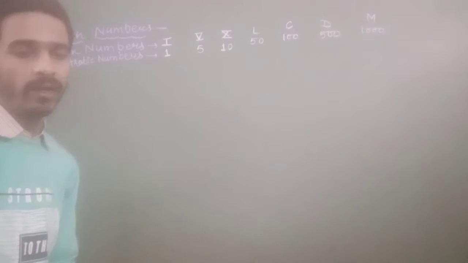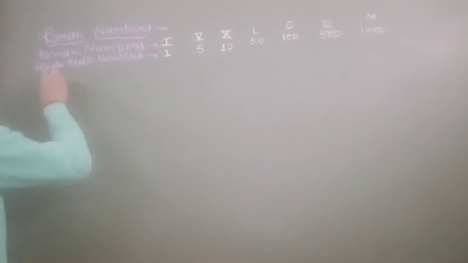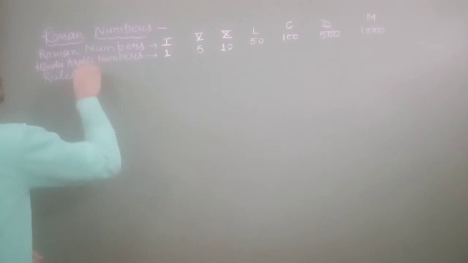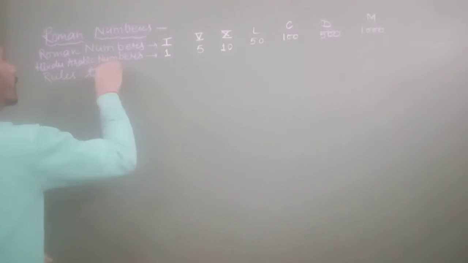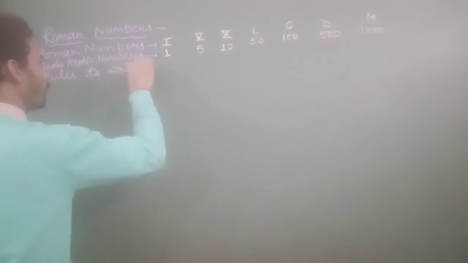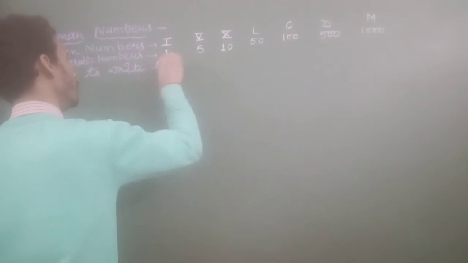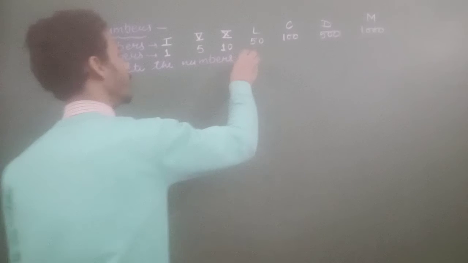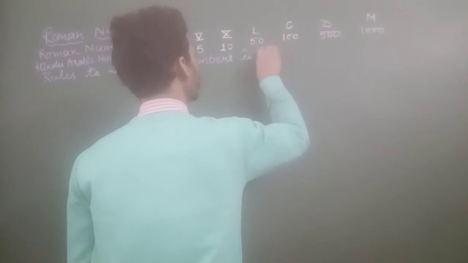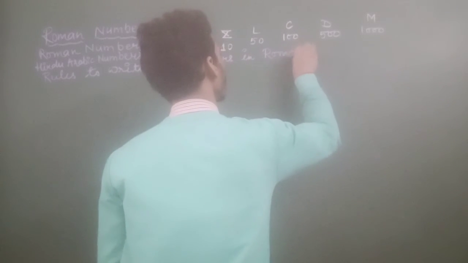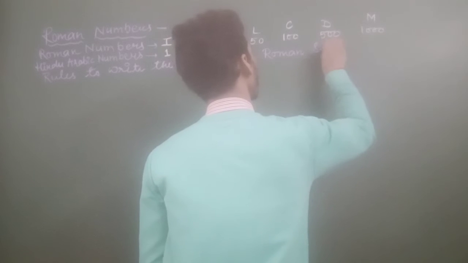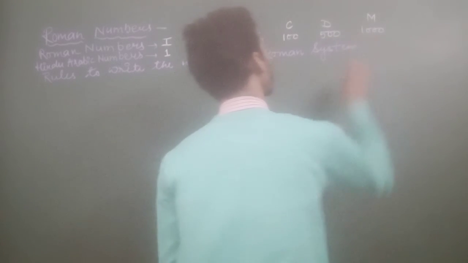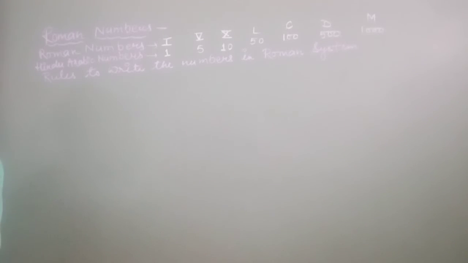Now, the rules to write numbers in the Roman system. Rule number 1.